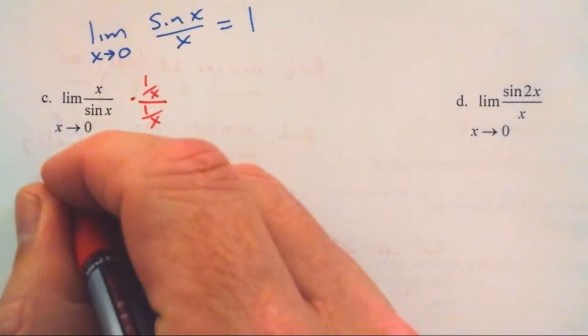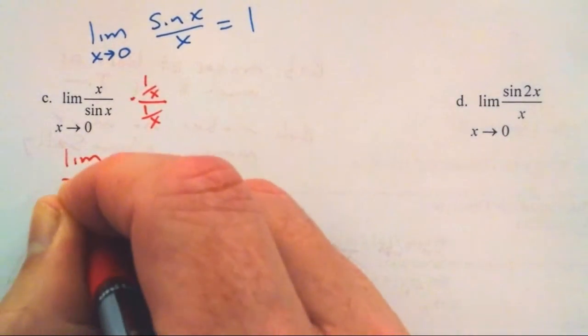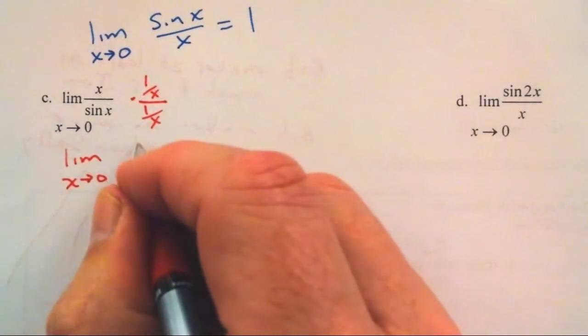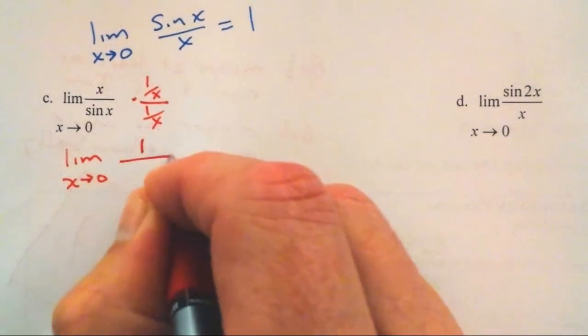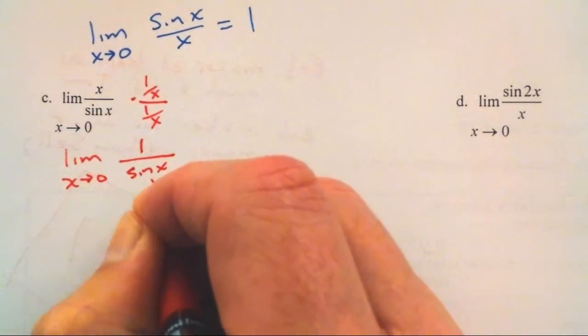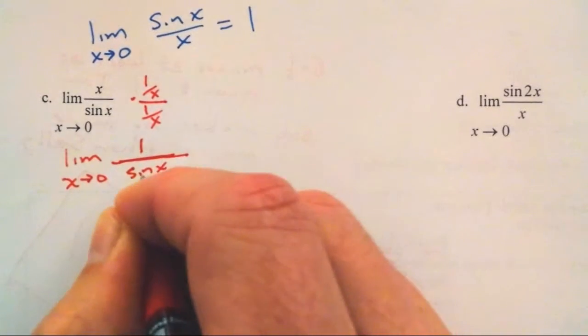So that gives me limit as x approaches 0 of, well, that's kind of nice. I get 1 in the top, and in the bottom I get sine of x on x. And this is my big fraction bar. Here's my little one.